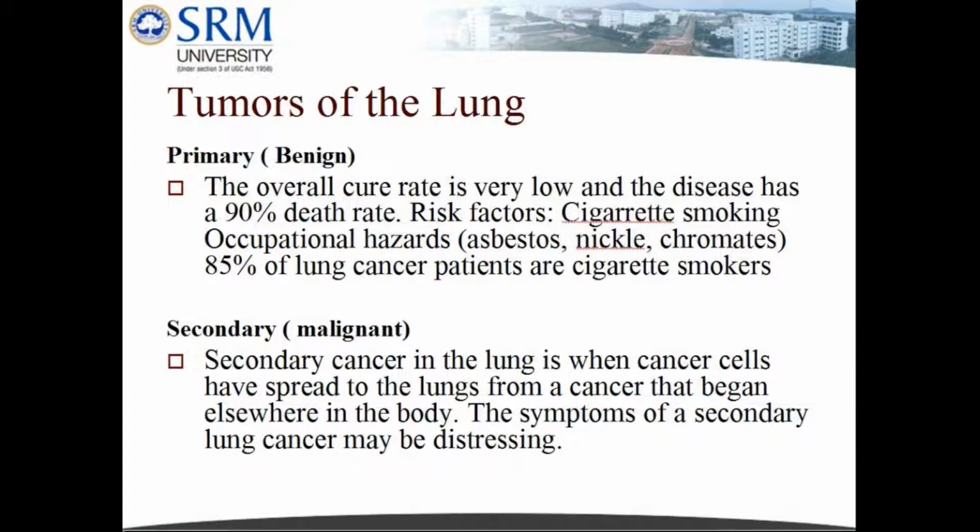And the next is tumors of the lung. There are two types of tumors of the lung. The first type is primary or benign and the second is secondary and malignant. In primary lung cancer, the overall cure rate is very low and the disease has a 90% death rate. The risk factors may be cigarette smoking and occupational hazards like nickel and chromates, and 80% of lung cancer patients are cigarette smokers. In secondary lung cancer, cancer cells spread to the lungs from a cancer that began elsewhere in the body.